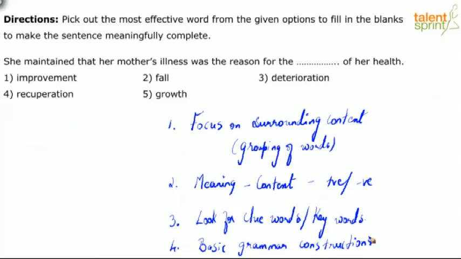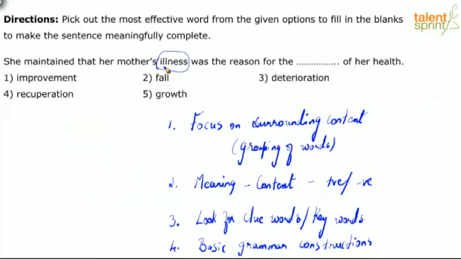She maintained that her mother's illness was the reason for the dash of her health. So what strategy are we applying here? We're looking at the context. Is it giving me a positive or a negative meaning? What's the key word here? Illness. What is the meaning that the context is giving? A negative meaning, right? We're talking about illness, the reason for this person's health probably is not improving or whatever.